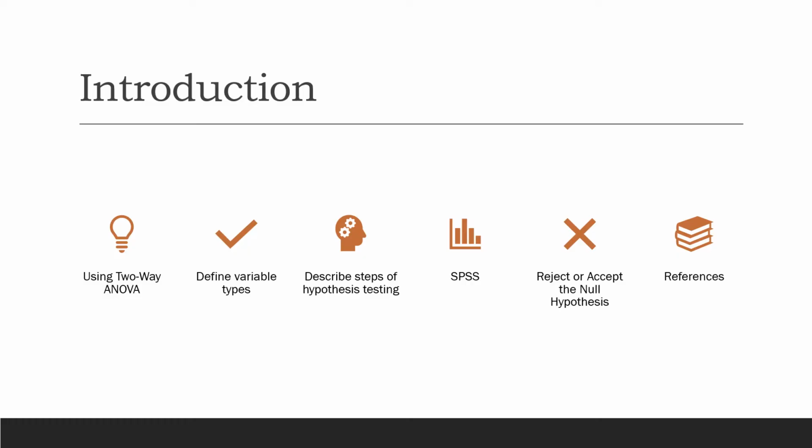Today we will talk about when to use Two-Way ANOVA. We will define variable types. We will describe steps of the hypothesis testing. We will talk about how to use SPSS with this. We will discuss rejecting or accepting the null hypothesis, and then we will see my references.